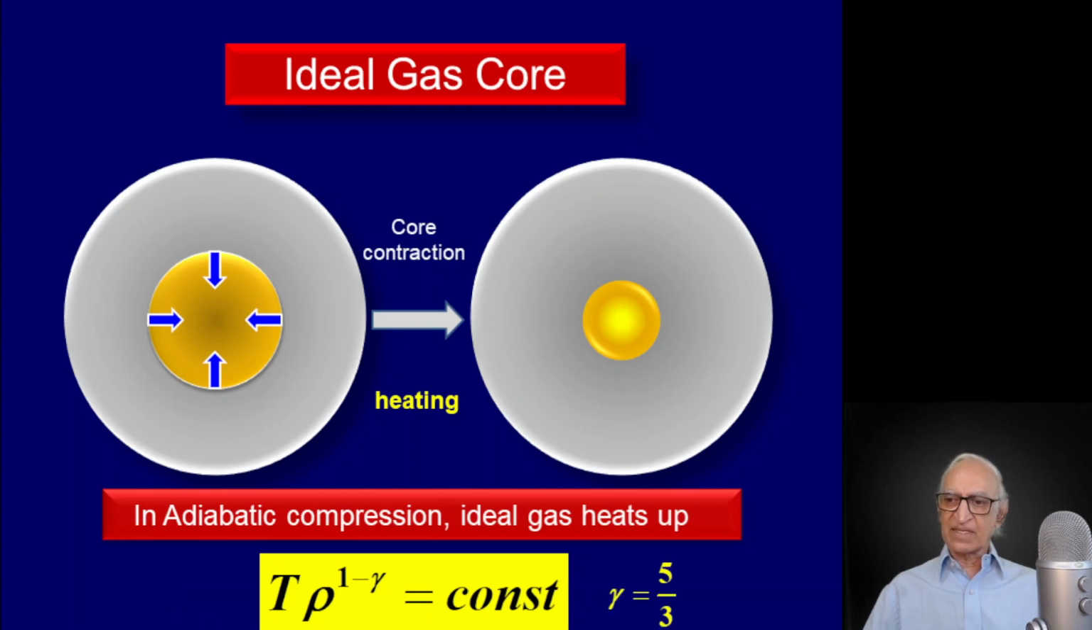What is gamma? Gamma is the ratio of specific heat of the gas at constant pressure divided by the specific heat at constant volume. For an ideal gas, gamma is 5/3. I refer you to any elementary book on thermodynamics, and there you will read about these adiabatic relations and the value of gamma being 5/3. So the moral of the story is, if the gas is classical and if I compress it, it will heat up as a consequence of this adiabatic relation.